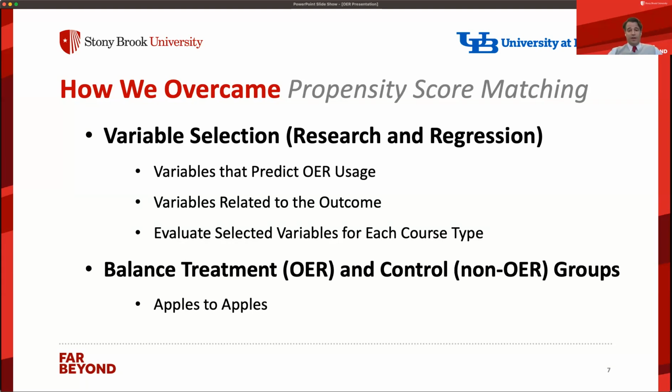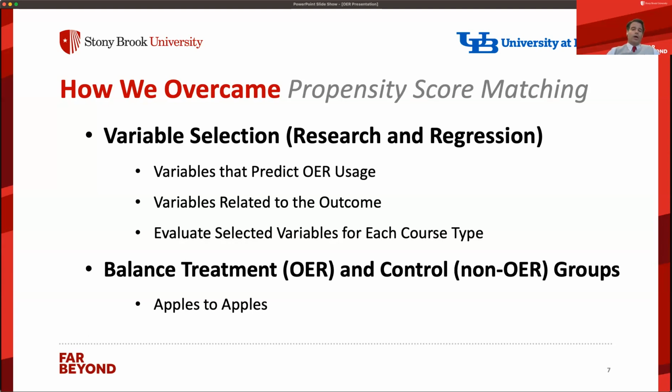After we rechecked these variables with all the courses in our sample, we then generated what's called the propensity score. So in this specific case, you can think of the propensity score like a probability a course is going to use or not use OER, given the set of variables we identified. We then use these scores to match OER courses with their non-OER counterpart. Again, the proverbial apples to apples.